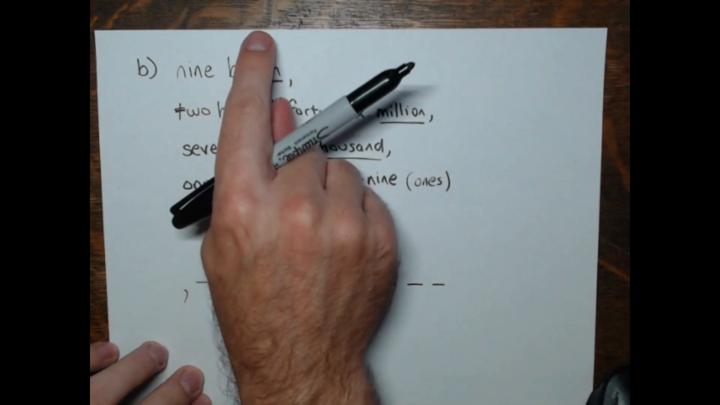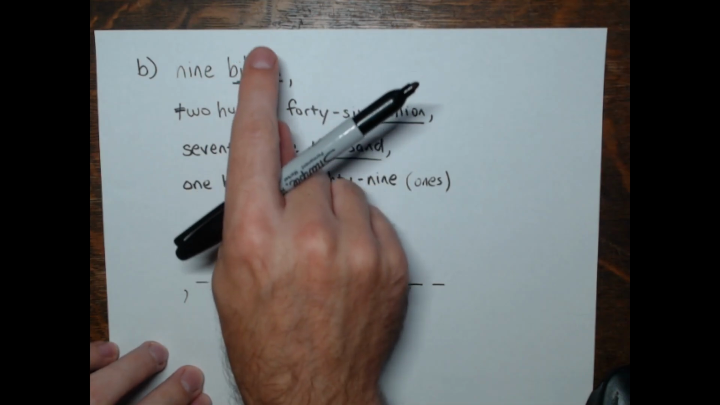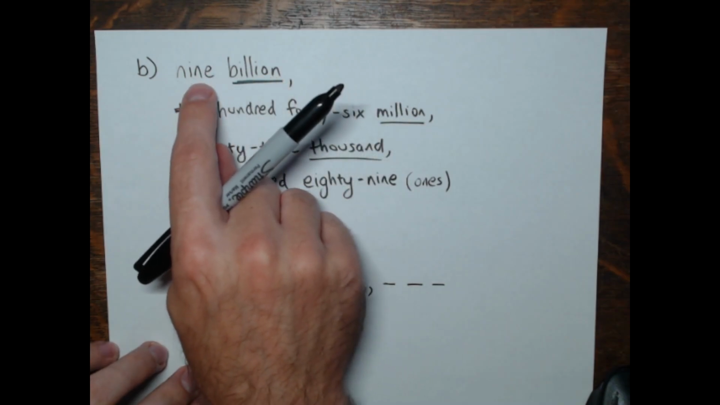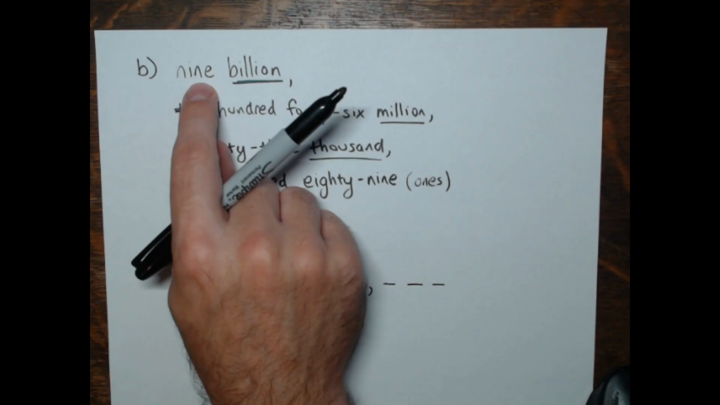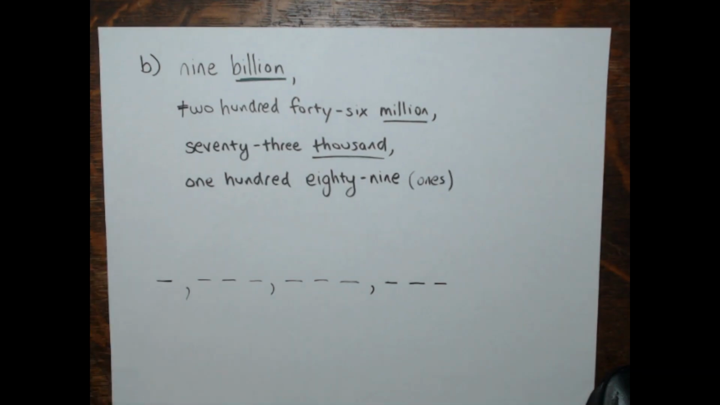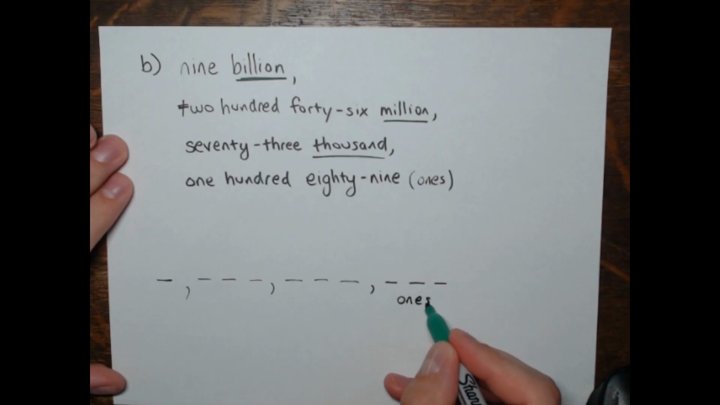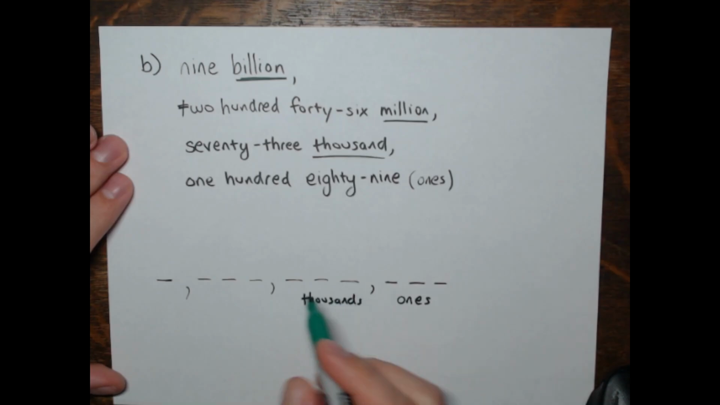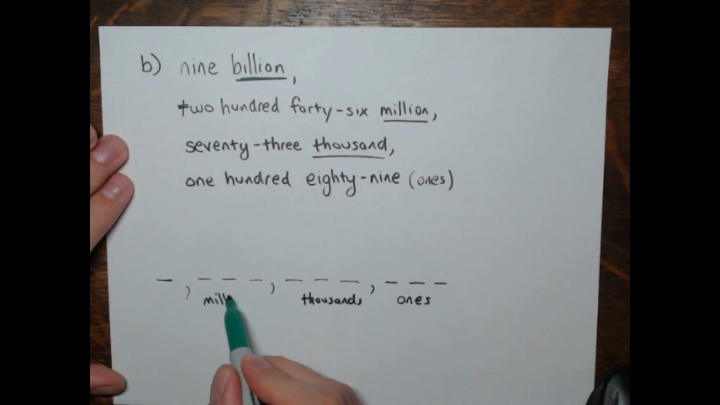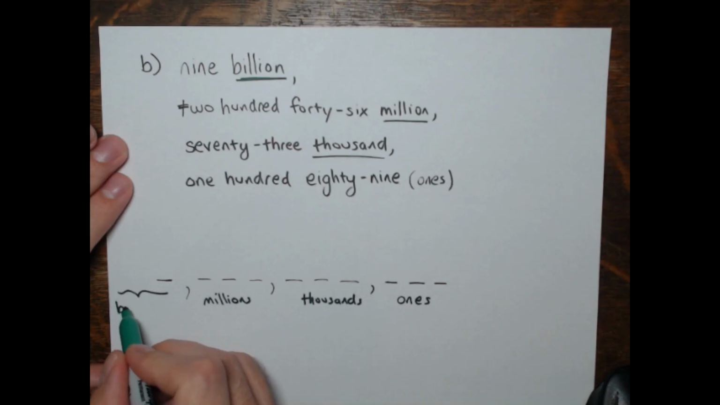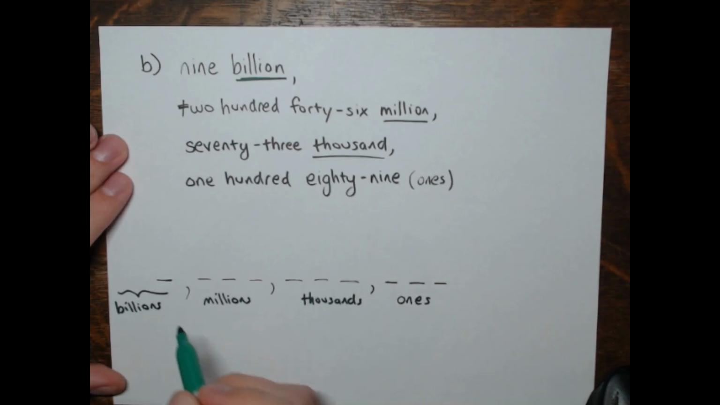Now, there is no trillions. We don't go beyond the billions. So look at how many billions we have. We have just 9. 9 is a single digit number, so there should only be 1 place in the billions period. So again, you got the ones, the thousands, the millions, and then again, only 1 digit there though, but the billions period.